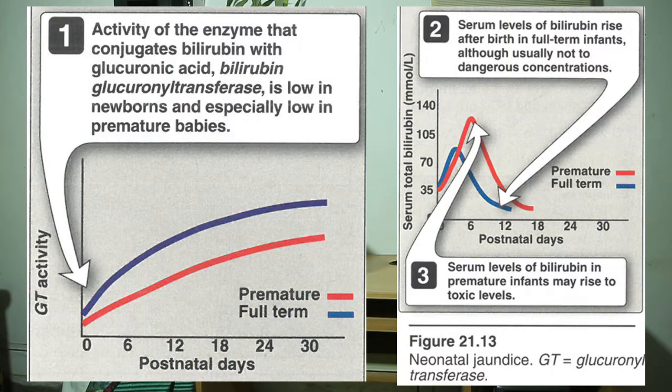Here the activity of the enzyme that conjugates bilirubin with glucuronic acid, that is bilirubin glucuronide transferase, is low in the newborn and especially low in the premature babies, in contrast to the full-term babies. And in this figure, the serum level of bilirubin rises after birth in full-term infants, although usually not to dangerous levels. Here also the red color shows the premature baby and blue color indicates the full-term baby. And the serum level of bilirubin in a premature infant may rise to a toxic level as it indicates. So this is an example of neonatal jaundice where glucuronide transferase is very low.